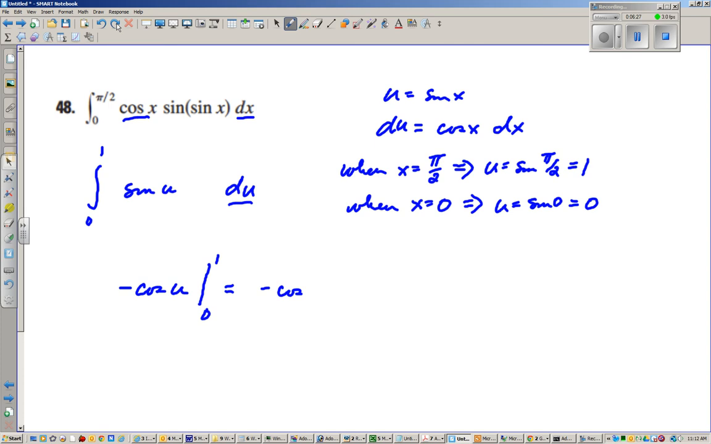So won't it be the negative cosine of 1 minus the negative cosine of 0? And minus a minus will make it plus. So it'll be the negative cosine of 1 plus the cosine of 0. And isn't that the negative cosine of 1 plus 1? Because the cosine of 0 is 1. So probably most people would turn this around and write the 1 first and write 1 minus the cosine of 1 as the final answer.